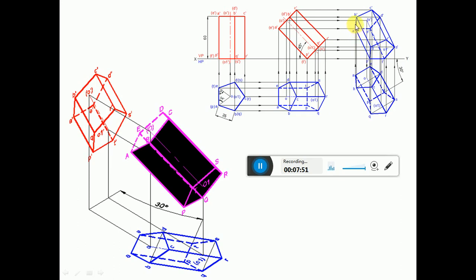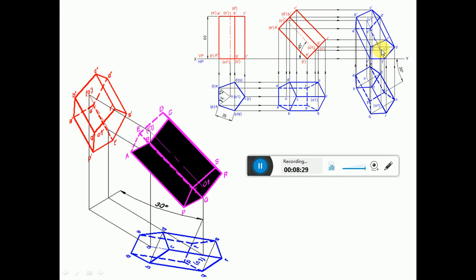Join between A dash to B dash, B dash to C dash, C dash to D dash, D dash to E dash, and E dash to A dash. Similarly, join between P dash to Q dash, Q dash to R dash, R dash to S dash, S dash to T dash, and T dash to P dash. Then join between A to P, A dash to P dash, B dash to Q dash, C dash to R dash, D dash to S dash, and E dash to T dash. Then join between O dash to O1 dash.